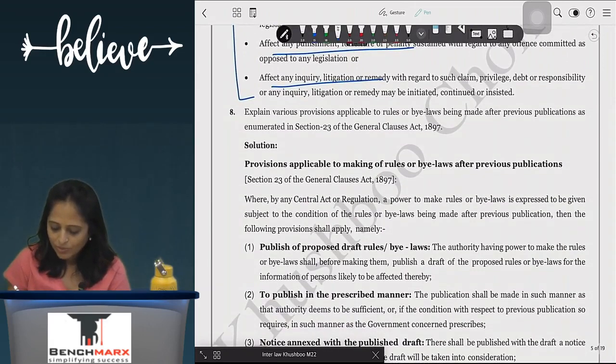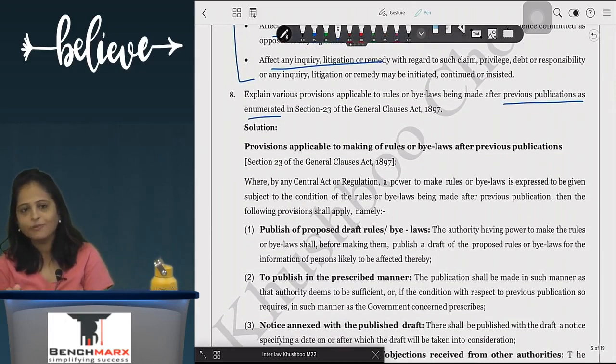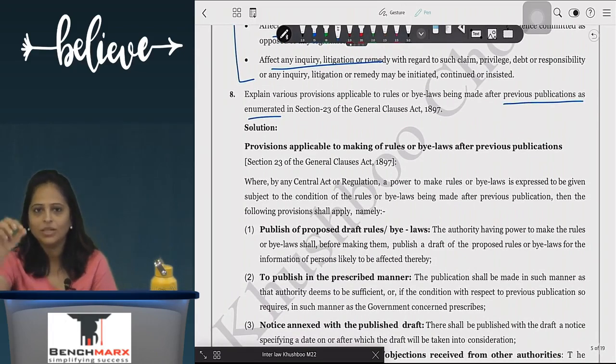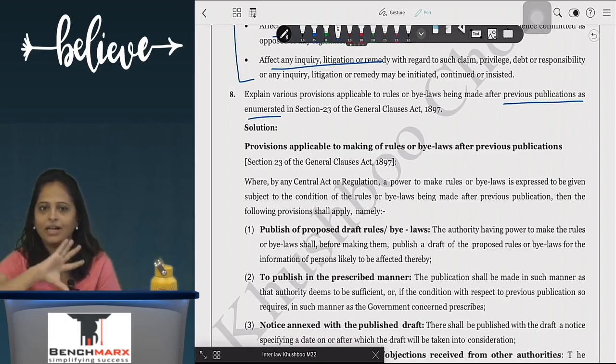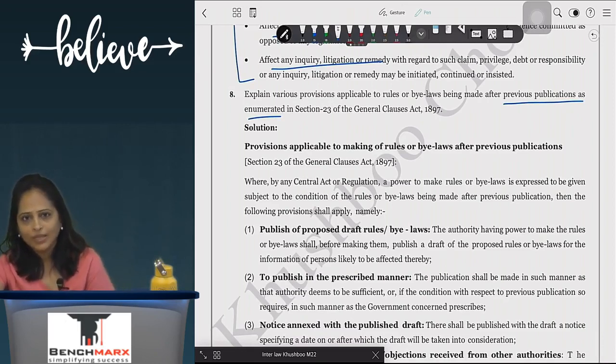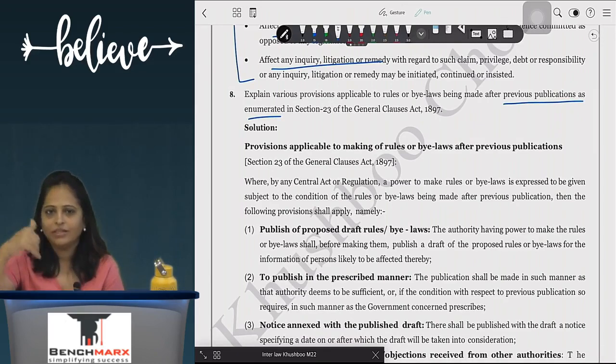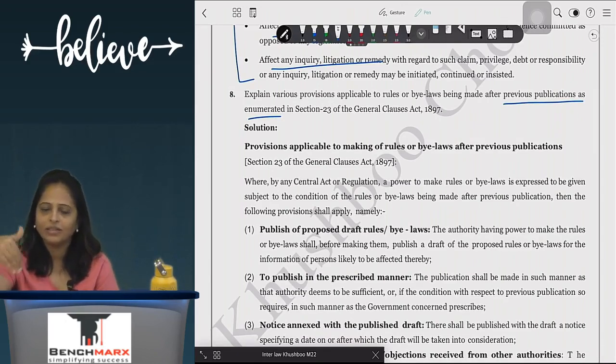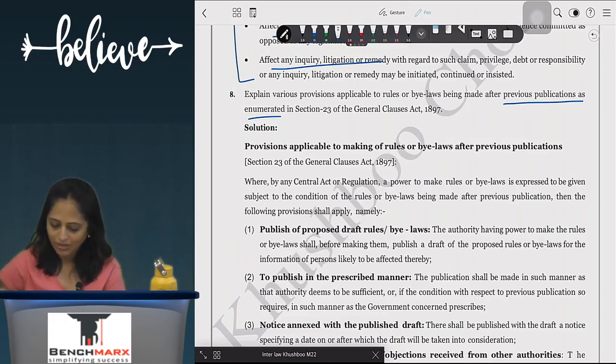Explain the various provisions applicable to rules or bylaws being made after the previous publications as enumerated. So, if rules or bylaws are to be made, how will you make it? Same like how you do Bill to Act, same way you have to make the bylaws, put up a draft, people will come and comment, edit the draft, put up another draft, again people will comment, again edit, and then give the final draft which will be published.